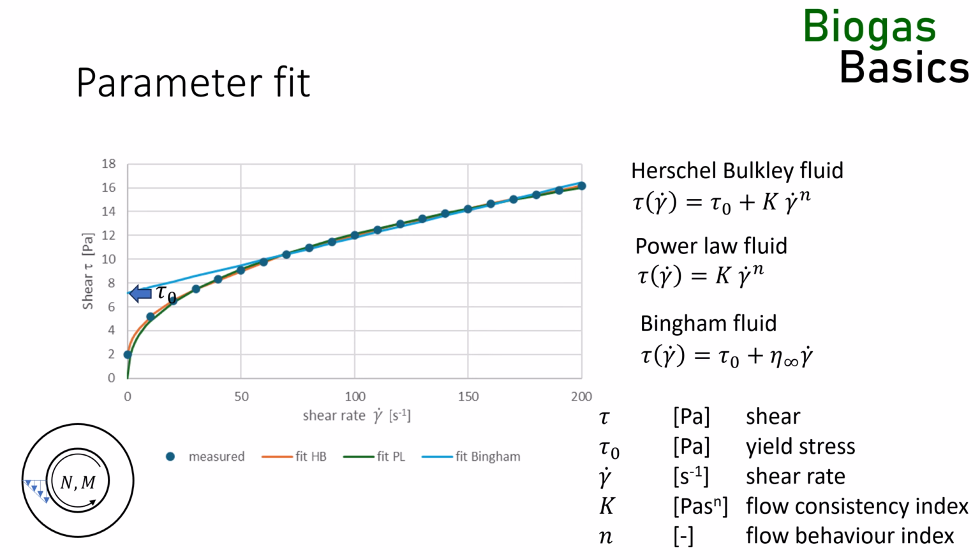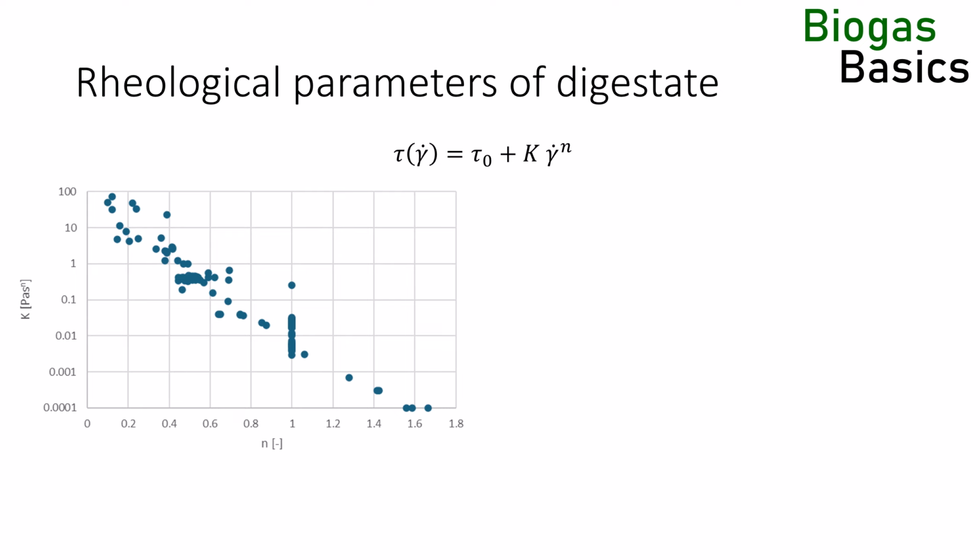The type of model that can be used depends on the application and whether high or low shear rates are to be expected. So, what is the viscosity of digestate? I have plotted here the consistency index K and flow behavior index n for several digestates described in the literature. We can see that there is a correlation between n and K. This means, if we know n, we can estimate K with this correlation. But be careful, the ordinate has a logarithmic scale and the spread is roughly 1 to 1.5 orders of magnitude.